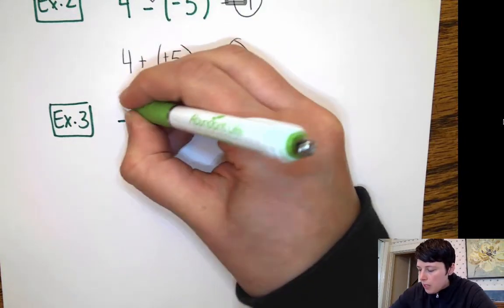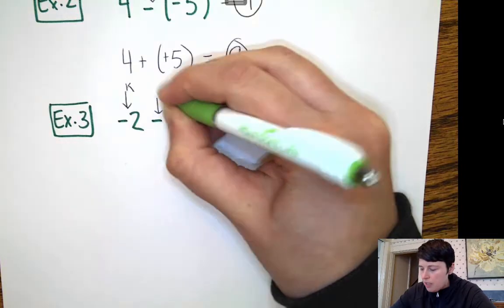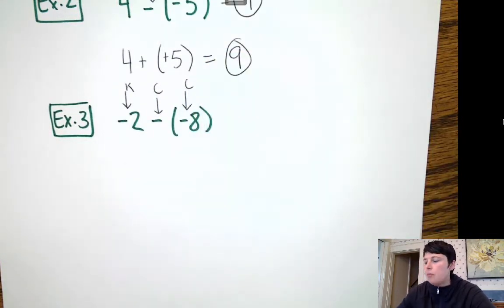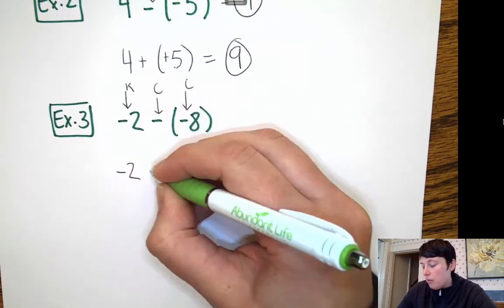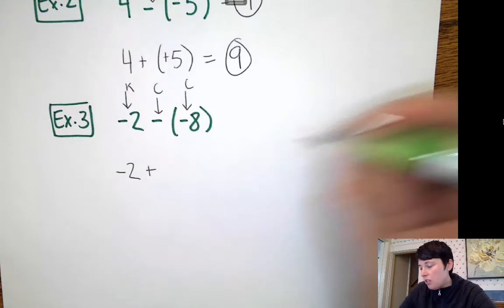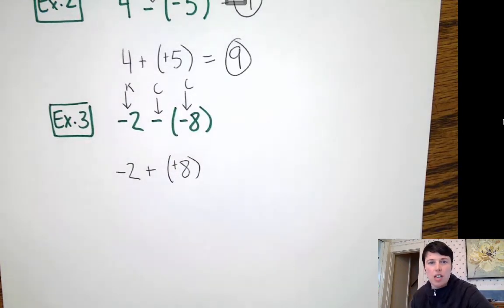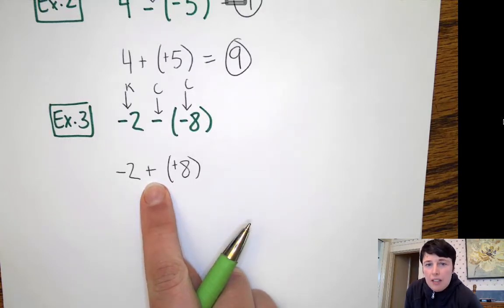So I'm going to keep, there's my K. I'm going to change, there's my C, and I'm going to change, KCC. Keep, change, change. Keep the -2, change the subtraction to adding, and change the -8 to a +8. Done. It's all changed. Now I go to my adding rules. Since it's an addition problem, I say same signs, add and keep, different signs, subtract.